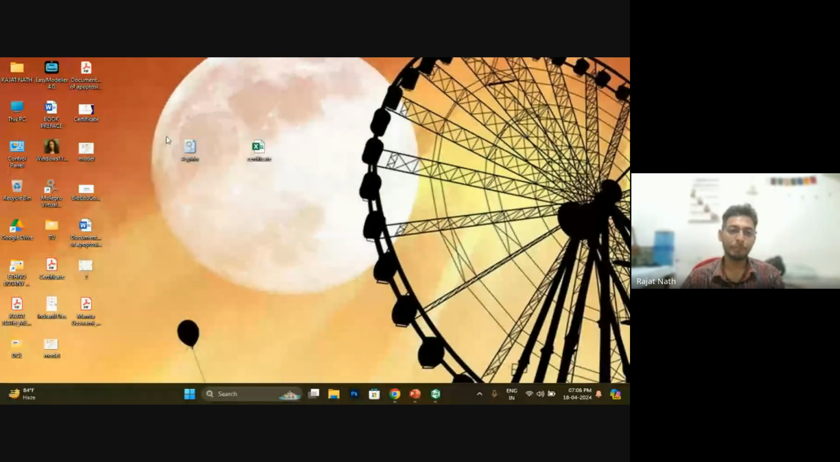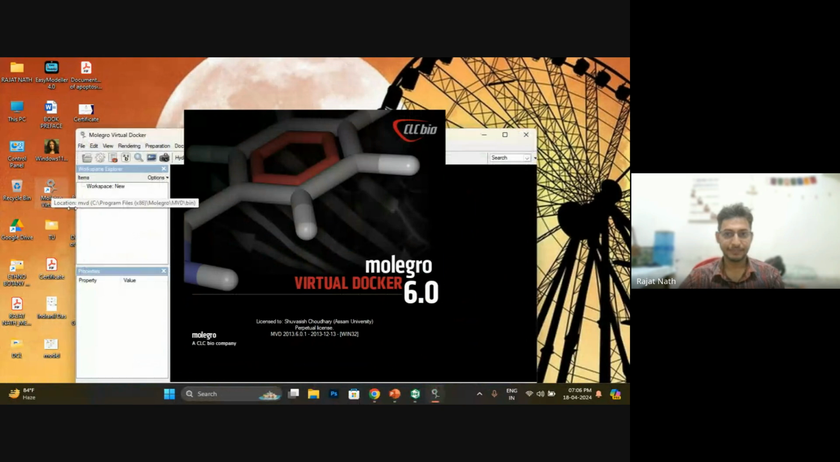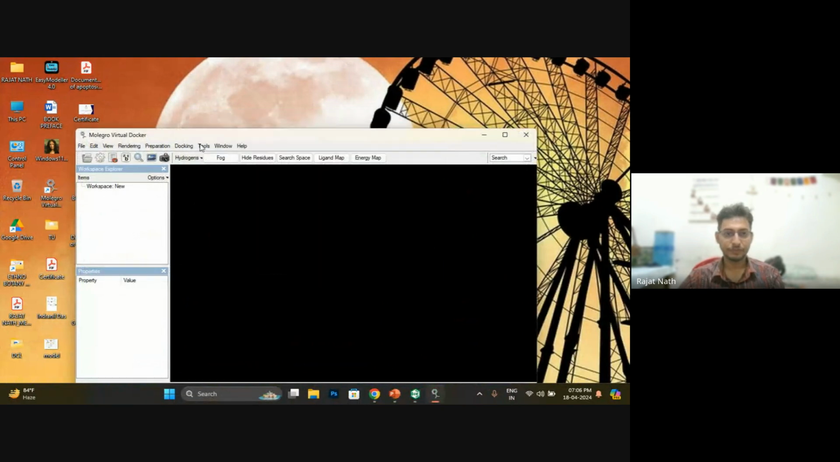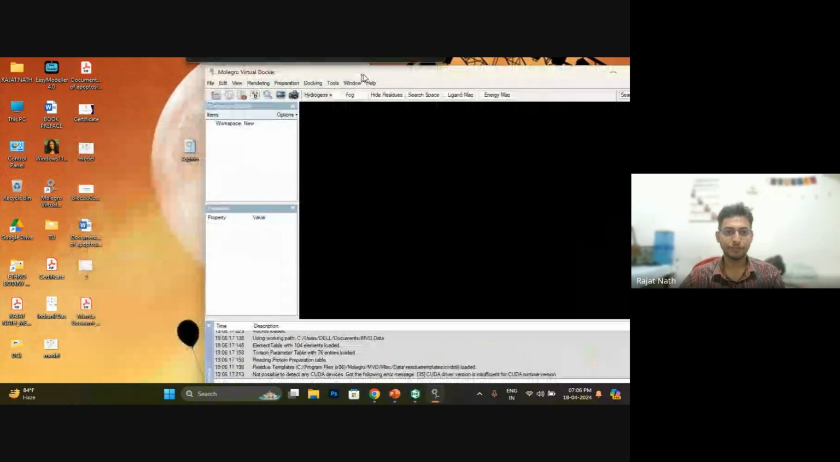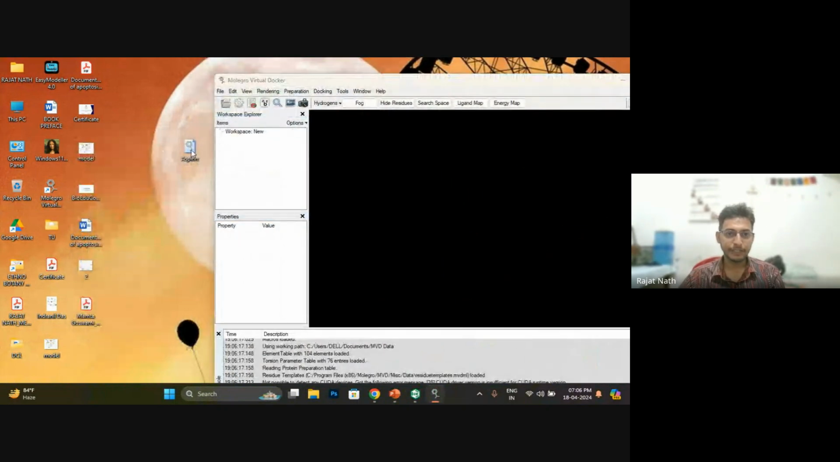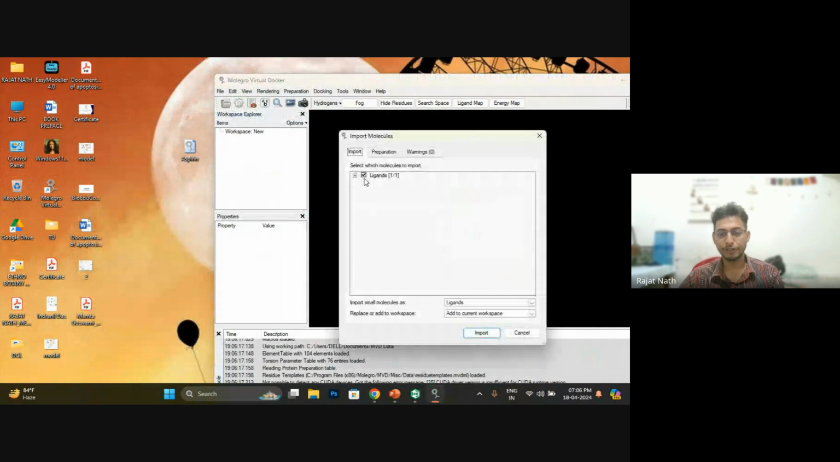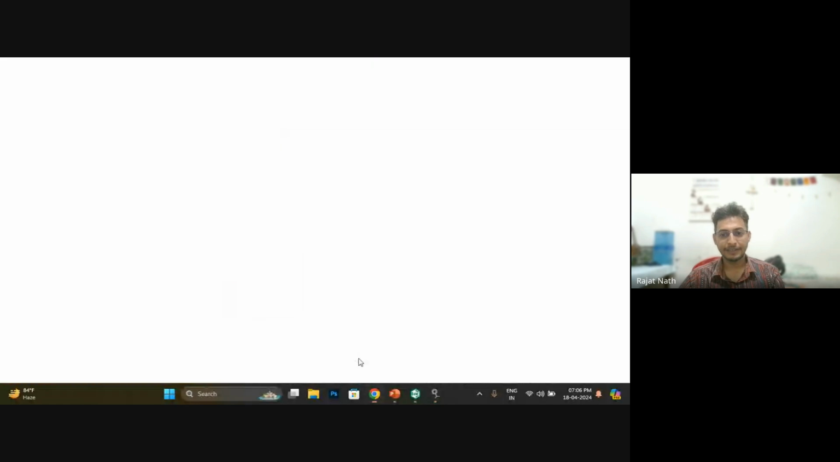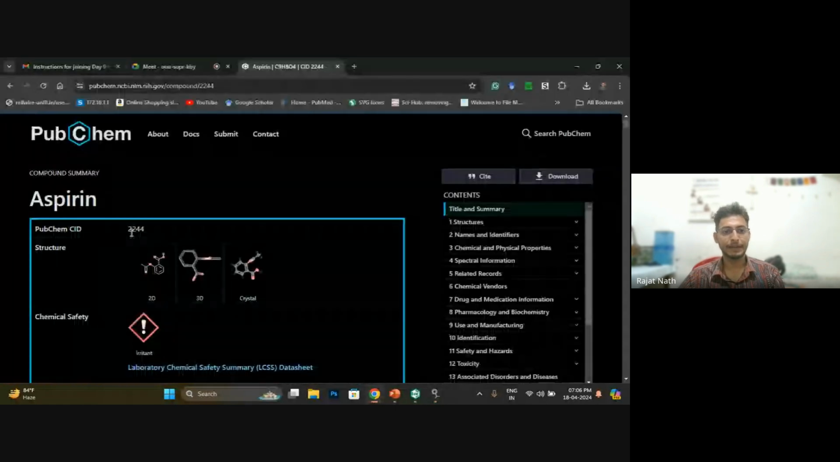When we open this structure in any software, just I am opening a docking software. This is one docking software. I am importing this compound to this docking software. What you will get, this is one ligand it's showing. Now, see, the name is written as 2244, the same as written in the PubChem ID 2244.